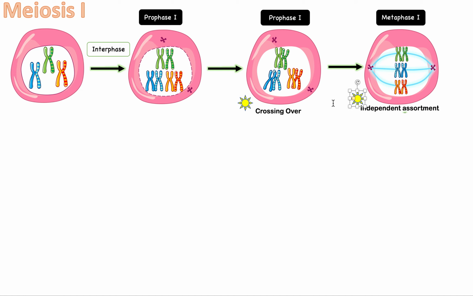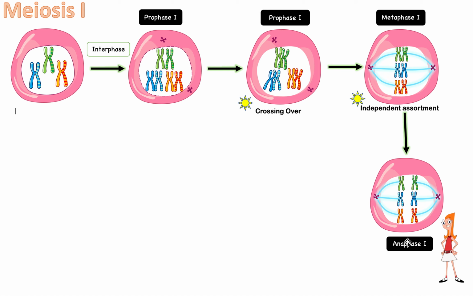And an interesting process here. Again, I put a sun here because we're going to talk about it in this video. It's an HL thing. It's called independent assortment. And we'll get into exactly what that means. So next, we go into anaphase.